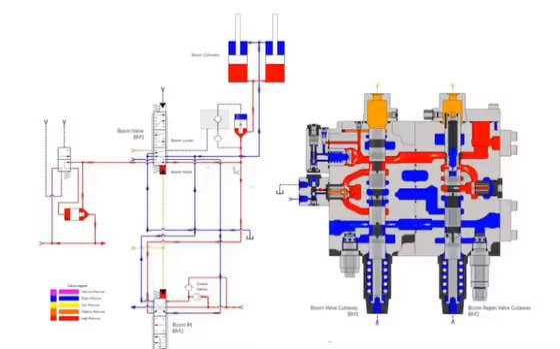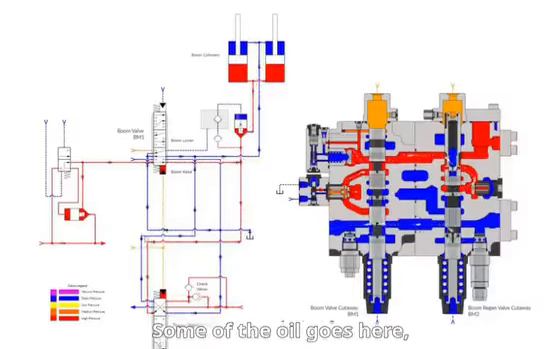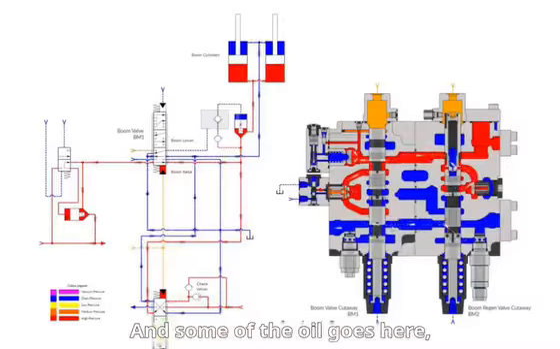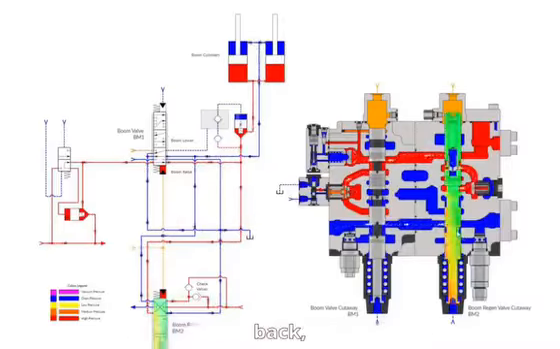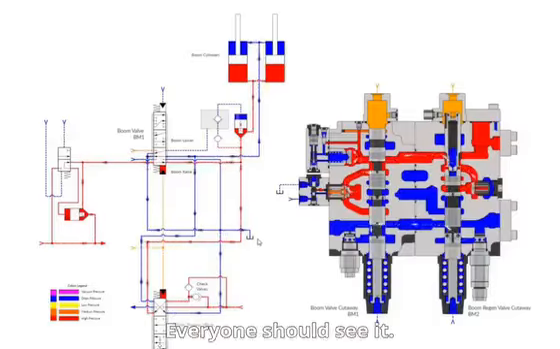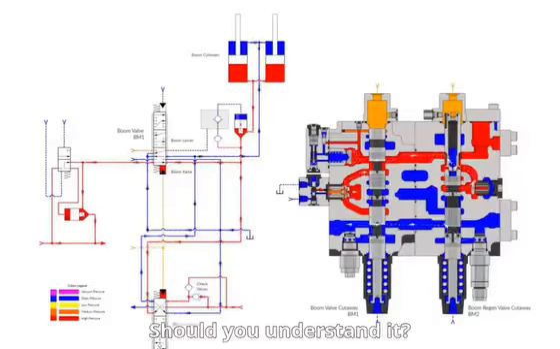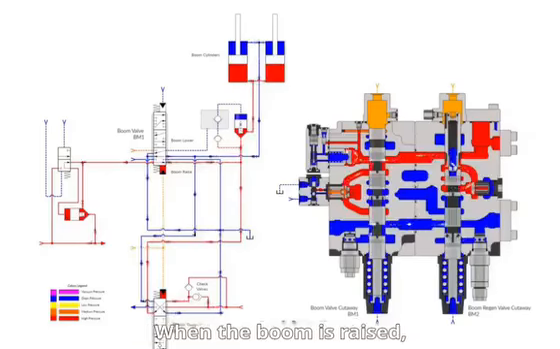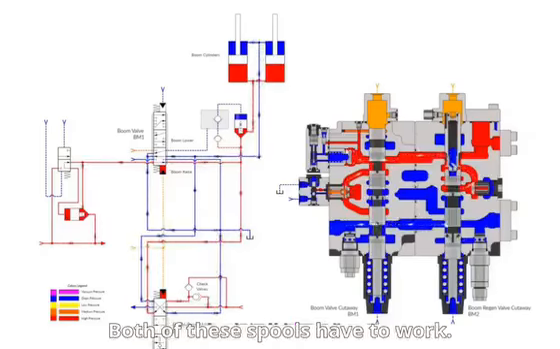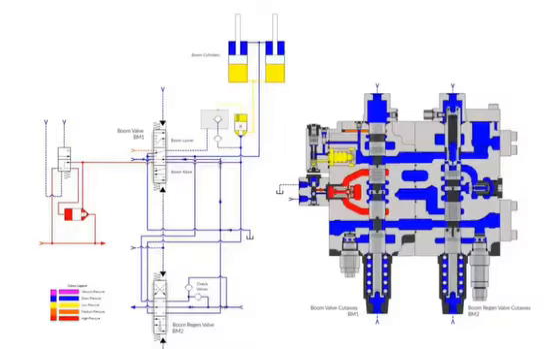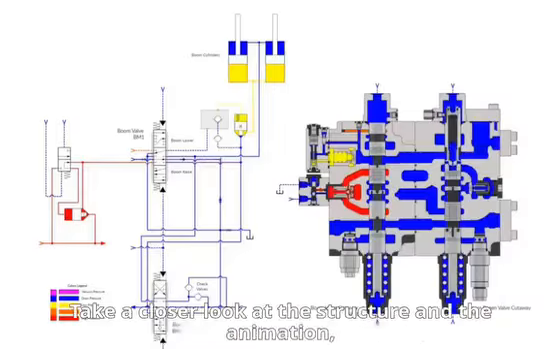There's still a part. Oil goes from here. Look, everybody, some of the oil goes back here, and some of the oil goes back through this spool. Oil return, right? Everyone should see it. Should you understand it? This is when the boom is raised. When the boom is raised, both of these spools have to work. Okay. And then for the boom down, take a closer look at the structure and the animation.